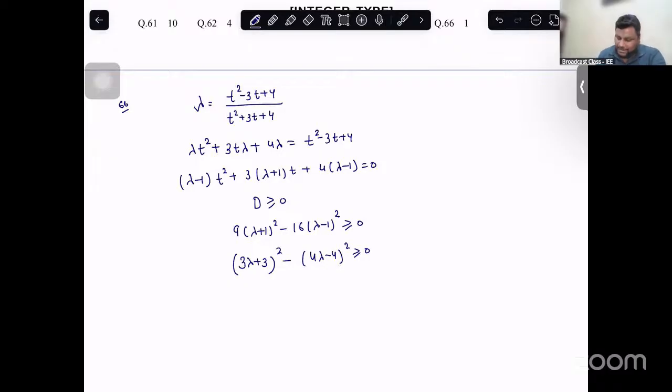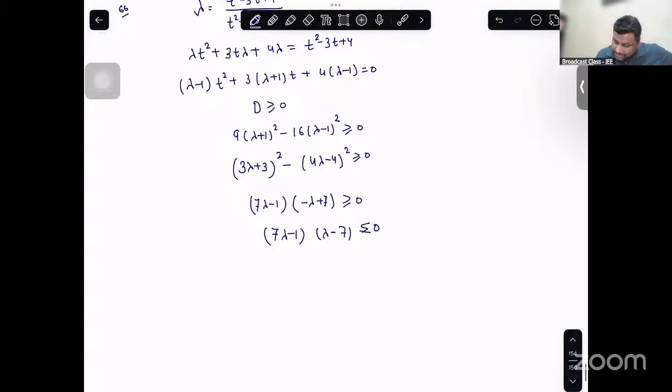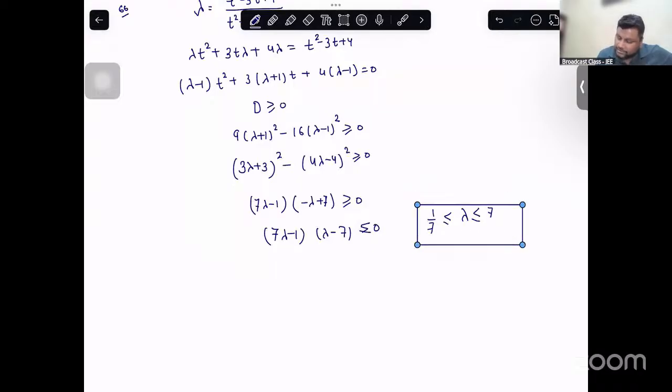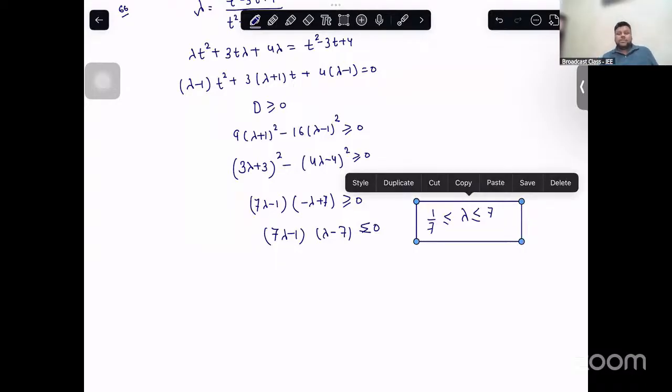Got it? Now apply a square minus b square. So it will be a plus b, that is 7 lambda minus 1, into a minus b, that is minus lambda plus 7, more than or equal to 0. So it is (7 lambda minus 1) into (lambda minus 7) less than or equal to 0. So your lambda lies between 1 by 7 to 7.